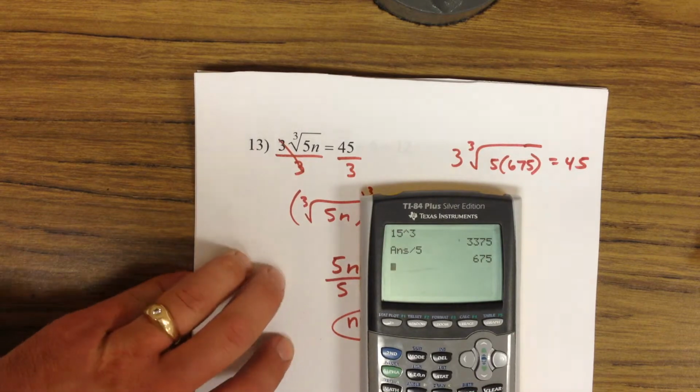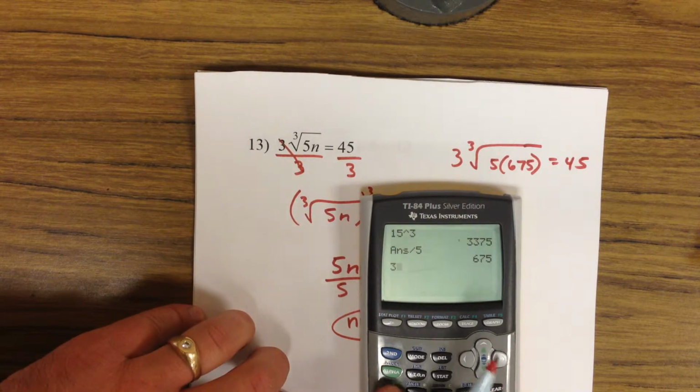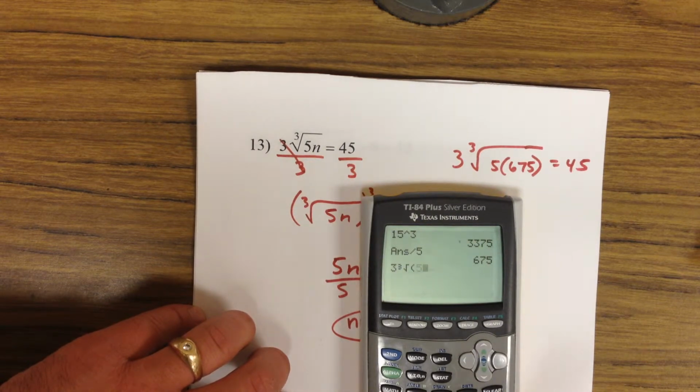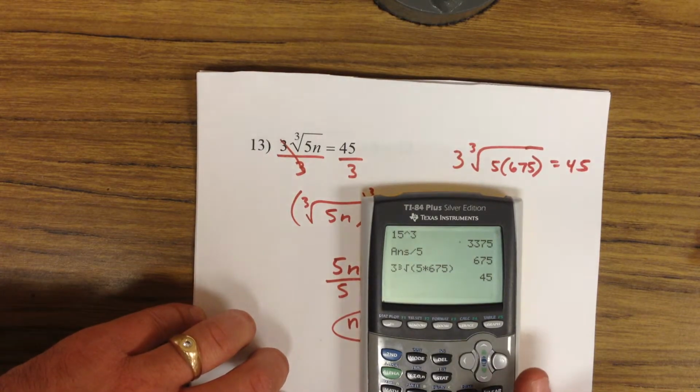So you can plug it in your calculator, just like this. Use the math. 5 times 675, close the parentheses, you get 45. So pretty easy check.